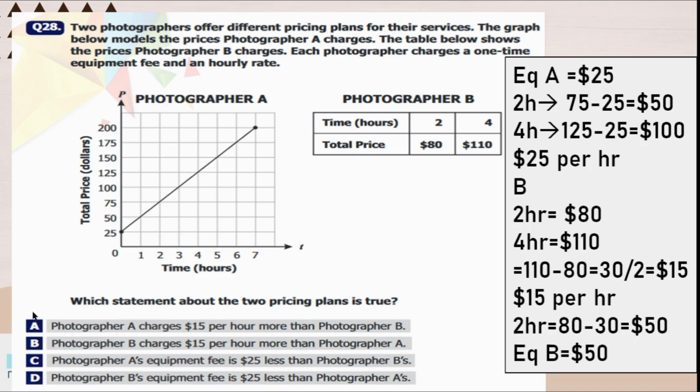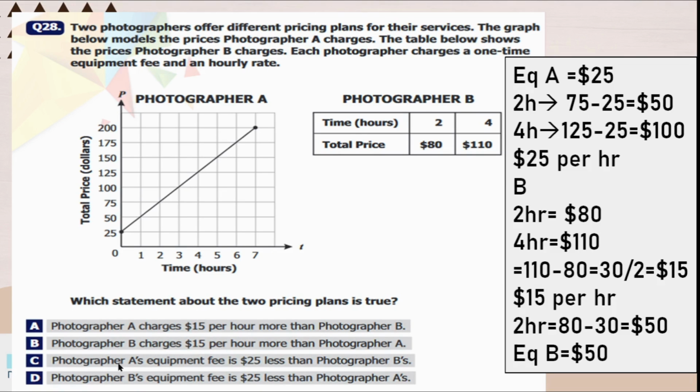Now let's read the options. Option A is photographer A charges $15 per hour more than photographer B, which is wrong because A charges $25 per hour and B charges $15 per hour. So that is wrong. Option B is also incorrect. Photographer B charges $15 per hour more than photographer A.